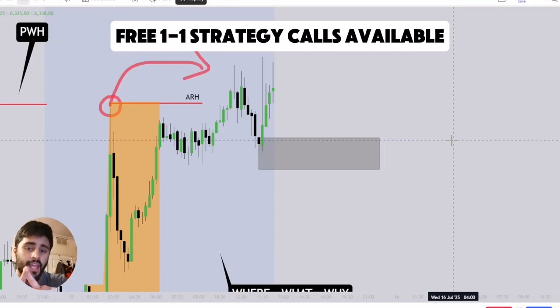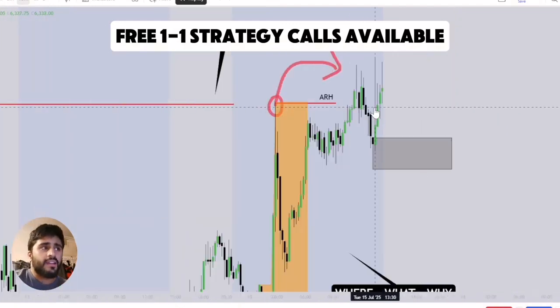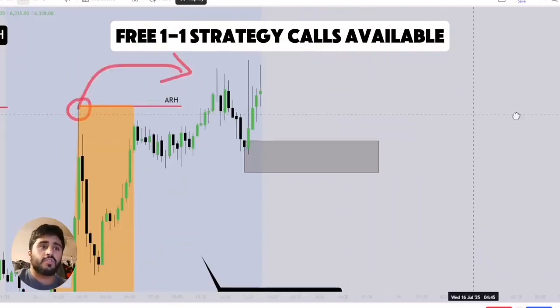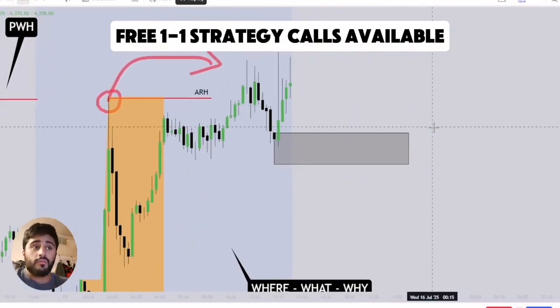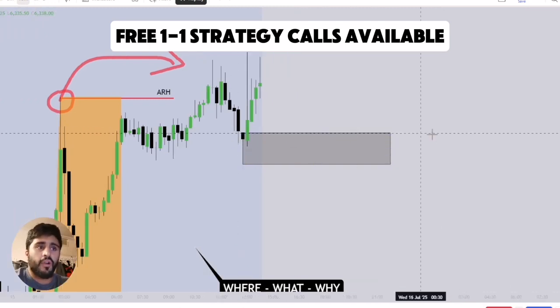Liquidity sweep, be it an Asian range high, a previous day high, or in this case, even better, a previous week's high. So when you've taken out the previous week's high like this, you can be damn sure that price is going to reverse lower, right? So that's basically how the trade was formed, right? We're trading off a 15-minute POI.